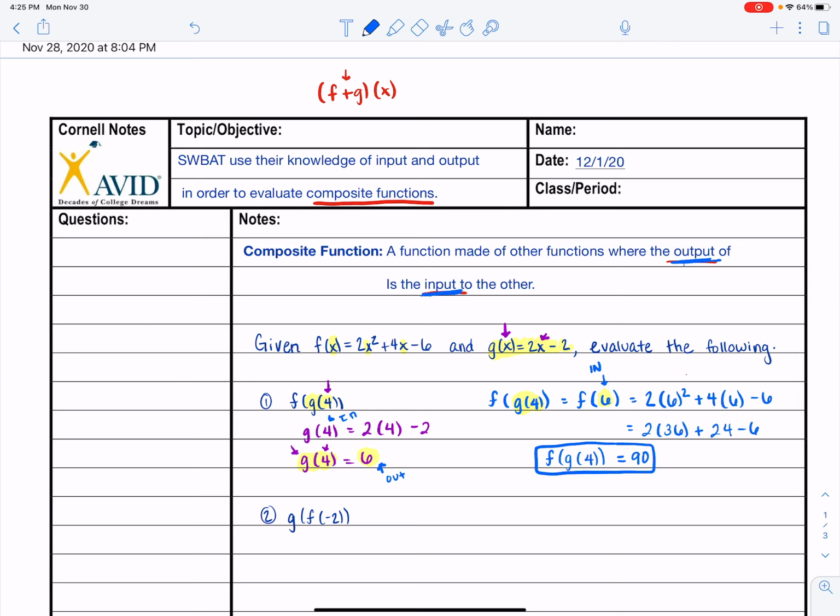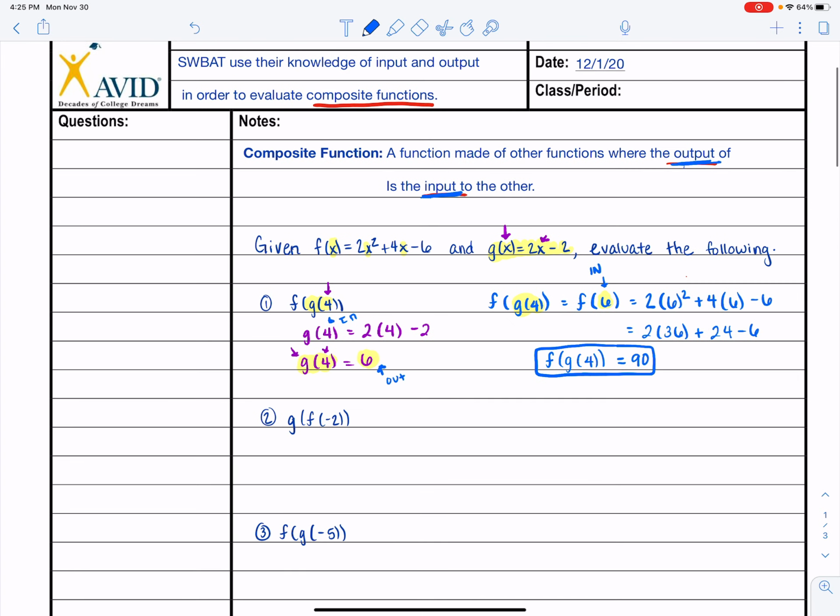So you're just working inside out, okay? Number 2, still using the same f and g, but they're flipped. So g is now my outside function, and f is my inside function. So make sure you know which one's inside, which one's outside. So we're going to start with our inside function, f of negative 2.